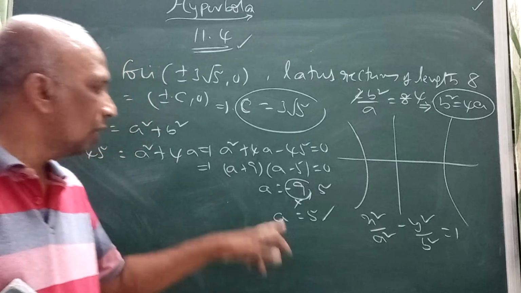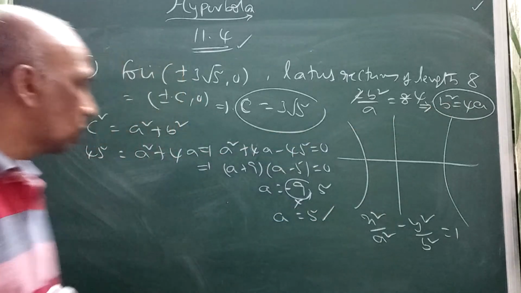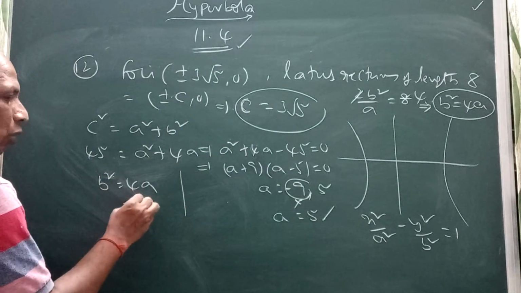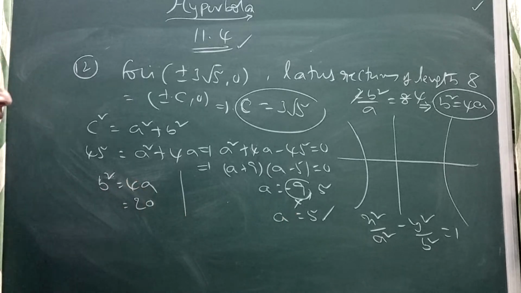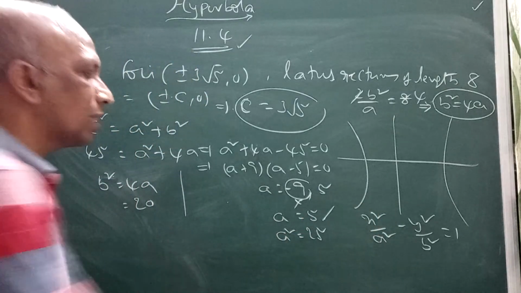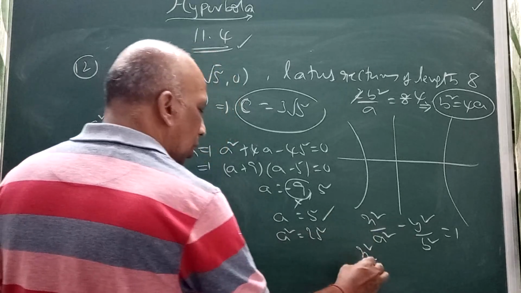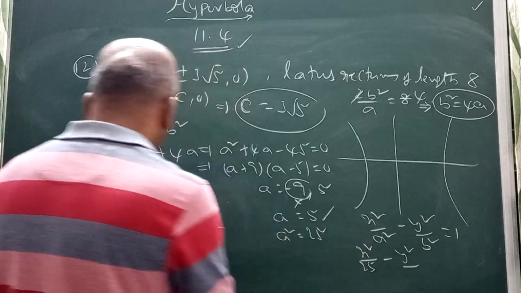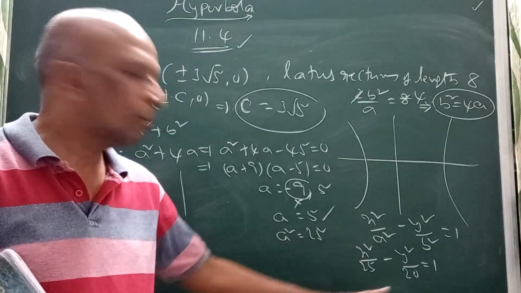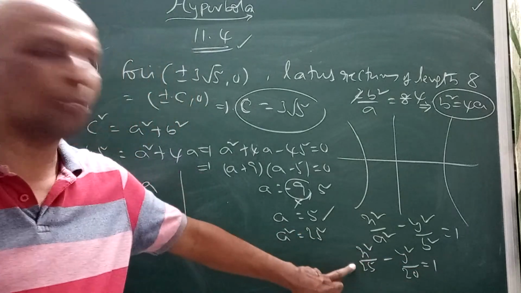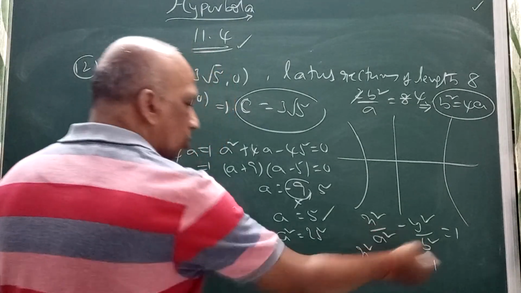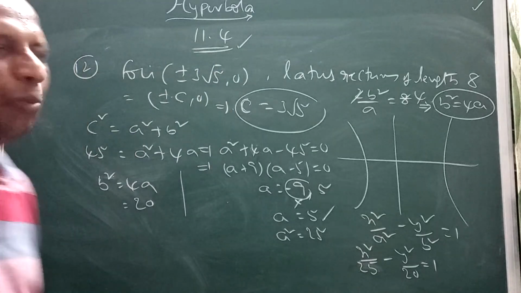Taking the positive quantity, a is equal to 5. Now b square we can find: b square is equal to 4a, which is 20. A square is equal to 25. So the equation of the hyperbola is x square by a square minus y square by b square equal to 1, which gives x square by 25 minus y square by 20 is equal to 1. This is the required equation of the hyperbola.